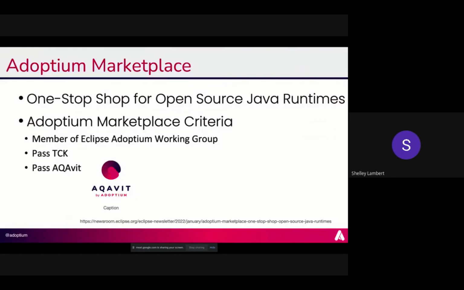So what is Adoptium Marketplace? It's the one-stop shop for open source Java runtimes. And you can take a look at the article linked to from this slide. But the main thing for this presentation to understand is that Adoptium Marketplace is a location where members of the Eclipse Adoptium Working Group can list their binaries as long as they meet three criteria.